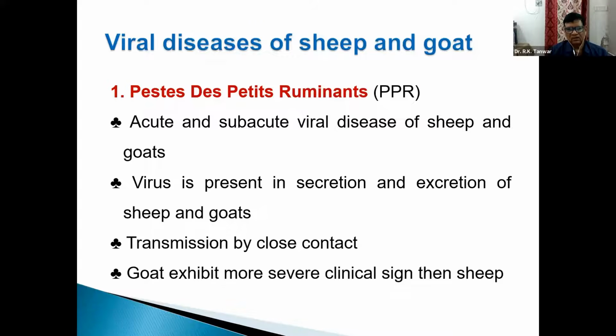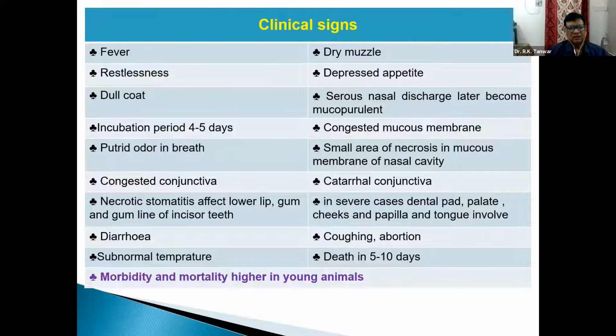This is an acute and subacute viral disease of sheep and goat. The virus is present in all secretions and excretions, and transmission is by close contact. Goats show more severe signs as compared to sheep. These are some common signs: fever, restlessness, dullness. This is a very important clinical sign: there is a foul odor from the congested conjunctiva, and necrotic stomatitis also. One can easily diagnose by clinical signs in live or dead animals. Diarrhea, subnormal temperature in the final stages. Morbidity and mortality are higher in young animals.